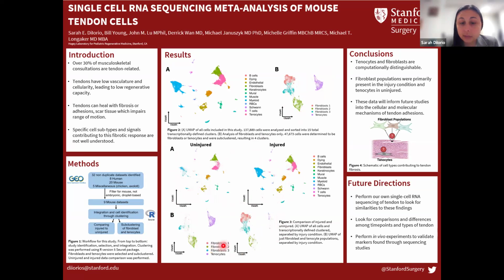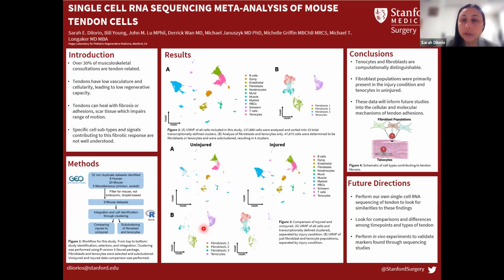We also saw that in the subclustering analysis, the fibroblasts, especially this red and blue population, clustered almost entirely to the injured condition, whereas the tenocytes were almost entirely in the uninjured condition. And this is consistent with existing literature that shows that fibroblasts are typically more responsible for the scar formation, while tenocytes are more responsible for the regenerative properties of responding to the injury.